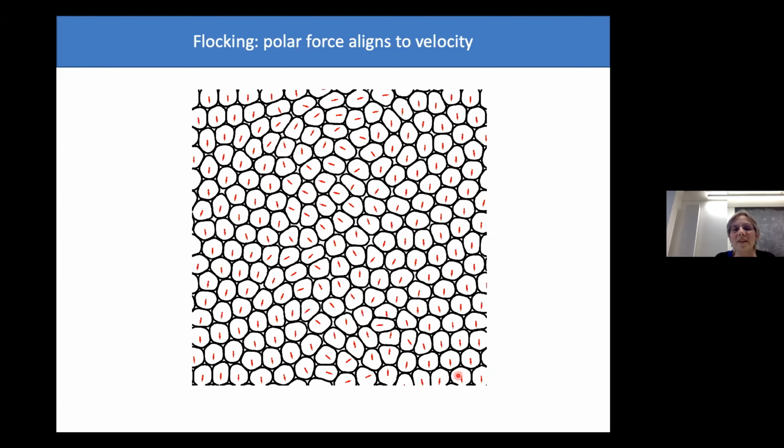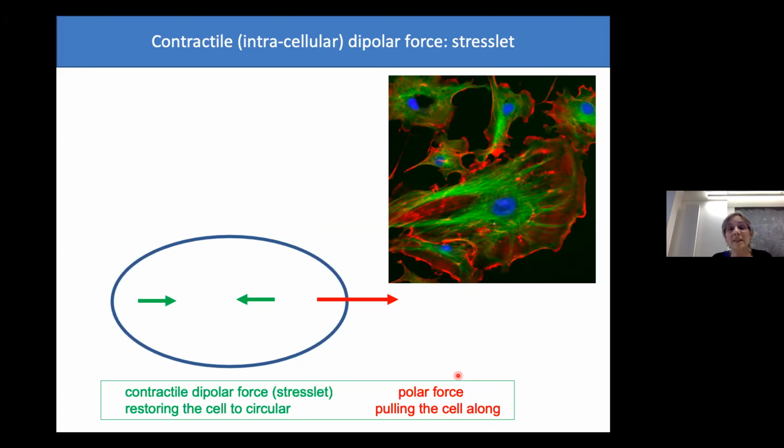Okay, so that's putting a polar force on these cells, but what else is going on here? Well, everyone says that cells are contractile, and indeed it's thought, known perhaps, that back here at the back end of the cell, one has an actin-myosin machinery where myosin motors are pulling on the actin filaments to contract them to help the end of the cell keep up. So you get a polar force pulling the cell along, and then you get a dipolar force, a stresslet, if you like, you use the math terms, which is restoring the cell to circular. It's trying to pull the cell back to being a circle. If you didn't have this red one here, these green ones would just pull it back to being a circle.